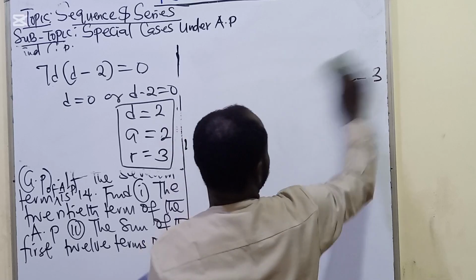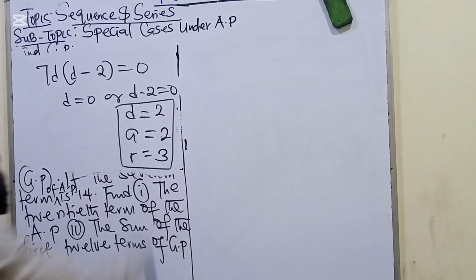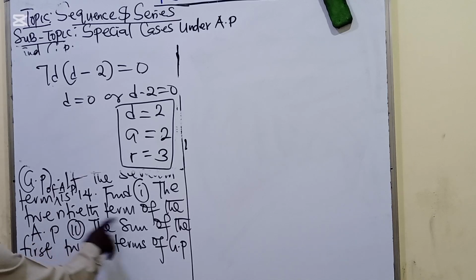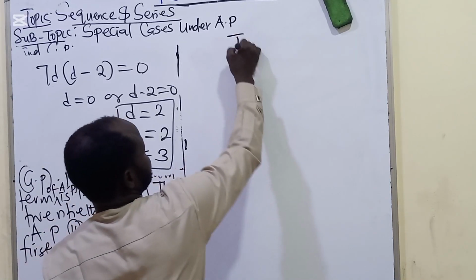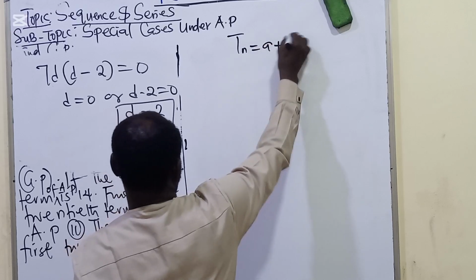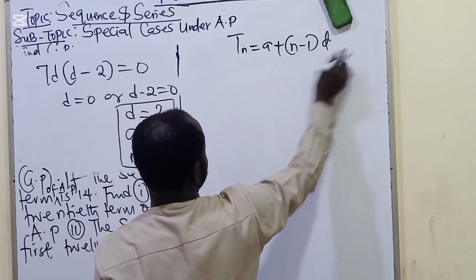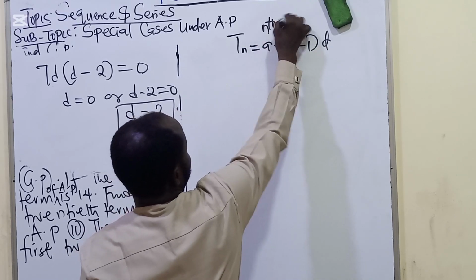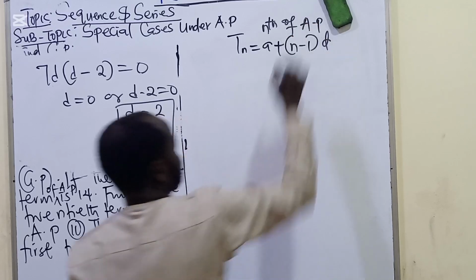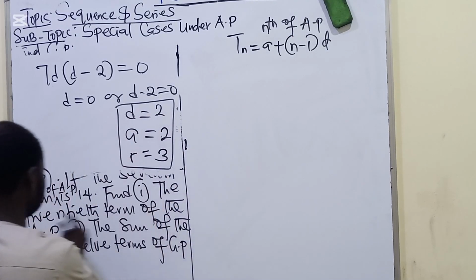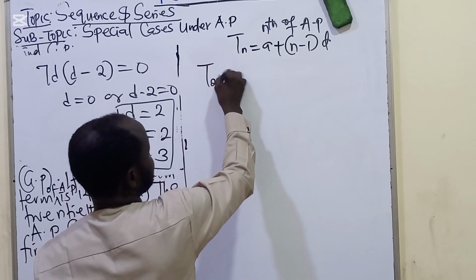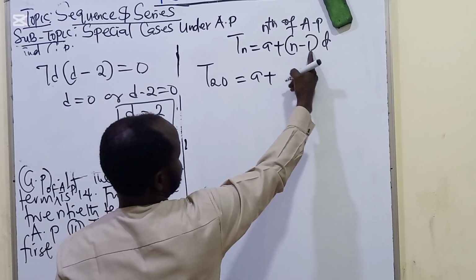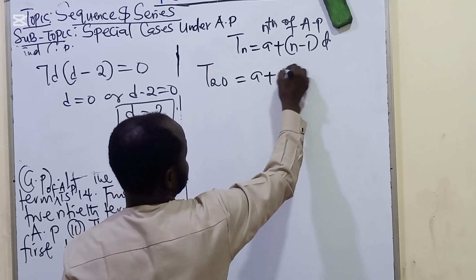Let's remove all this. Let's use these three pieces of information now to solve this. The first question says find the 20th term of the AP. For the 20th term, using the nth term, the nth term of an AP is given as this. Let me write it here. When the 20th term means n is 20, let's substitute. I'll have a plus 20 minus 1, that is 19 times d, 19d.